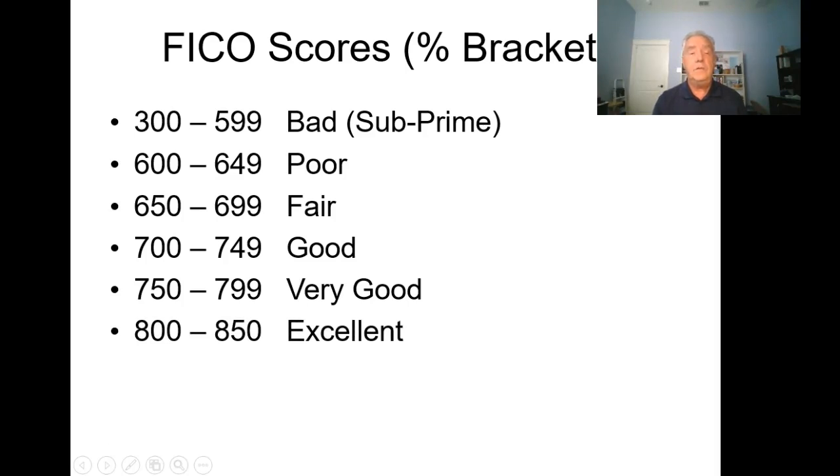So this is how a bank looks at your FICO score. So the higher the score, the better your chances of borrowing money, not only borrowing money, but also getting an interest rate that's more acceptable to you.